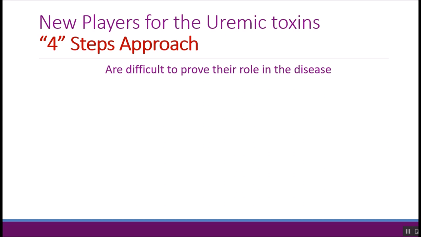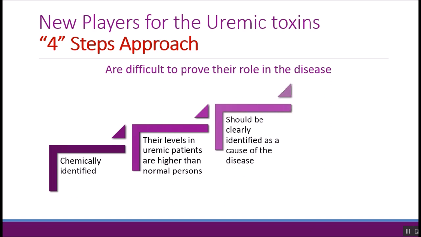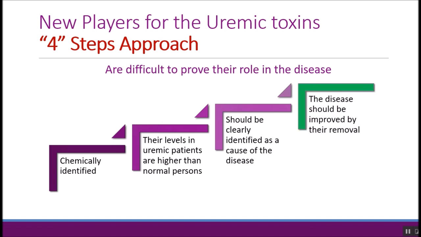Uremic toxin molecules are hardly defined because you need a four-step approach to define a specific uremic toxin. The uremic toxin should be chemically identified by laboratory or proteomics analysis, and its levels in uremic patients should be higher than in normal persons. This uremic toxin should be clearly identified as the cause of the disease, and the disease should be improved by its removal.